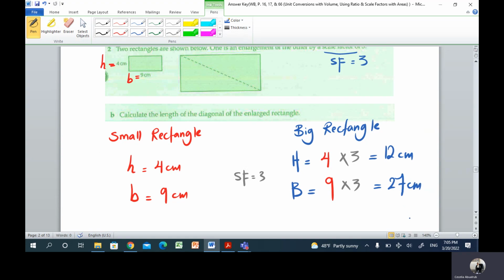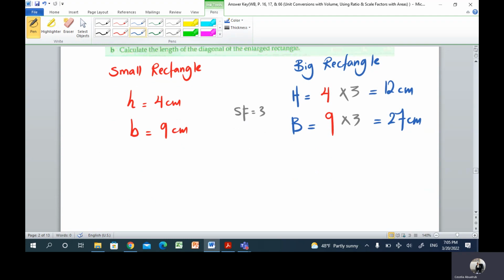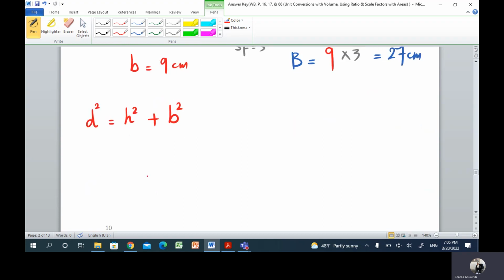In order to calculate the diagonal, let's calculate the diagonal for the small rectangle first. We are going to use the Pythagorean theorem. Let's call the diagonal small d. So d squared, the hypotenuse to the power of 2, equals h squared plus b squared. And this is the Pythagorean theorem that you learned. Okay, the diagonal to the power of 2 or the hypotenuse to the power of 2, we square each of the perpendicular sides and we add them.